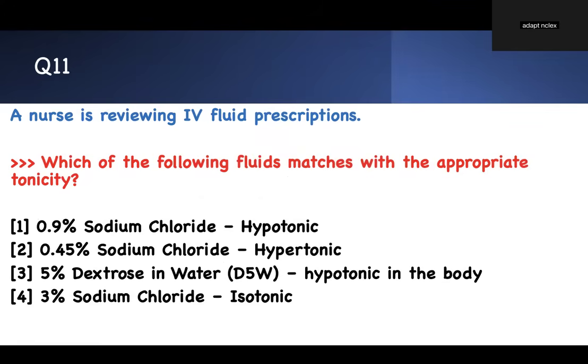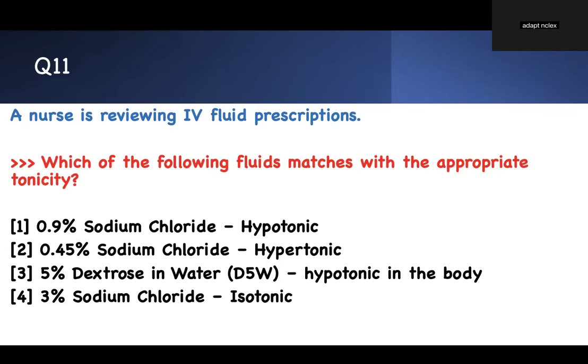Which of the following fluids matches with the appropriate tonicity? That means which fluid is associated with the correct label. 0.9% is hypotonic, 4.5% is hypertonic, D5W is hypotonic in the body, and 3% normal saline is isotonic. As you can see, 3% is greater than 1%. Therefore, it cannot be isotonic.